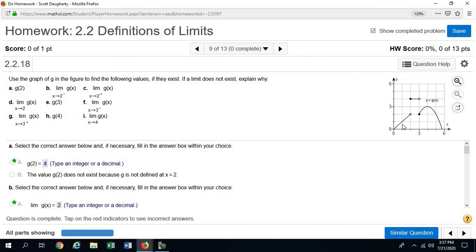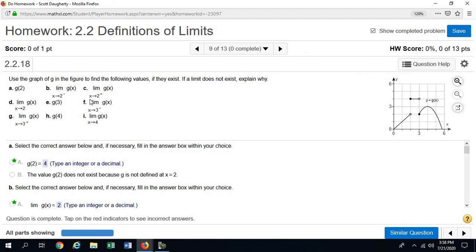And you can see that because if I plug in x equals 1, I get a 1 out. If I plug in 1.5, I get 1.5 out. If I plug in 1.9, I get 1.9 out. You can see that these y values are creeping up and getting closer to 2. Okay, so this limit here, as x approaches 2 from the negative side, appears to be 2. Okay, so that's part B.